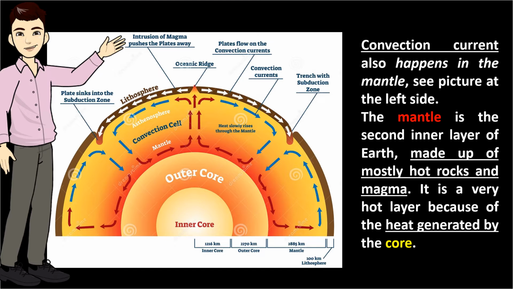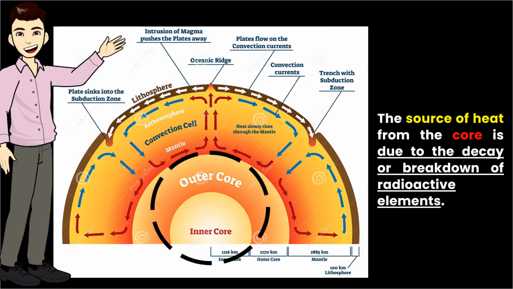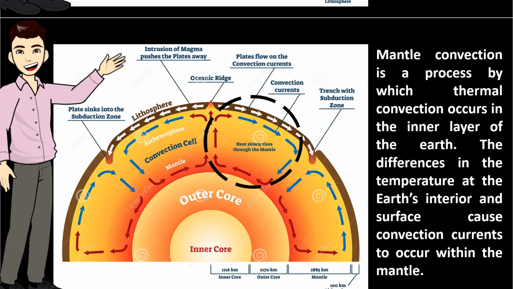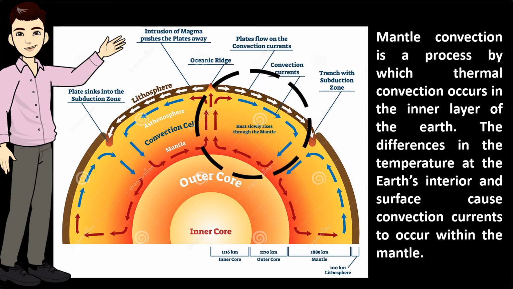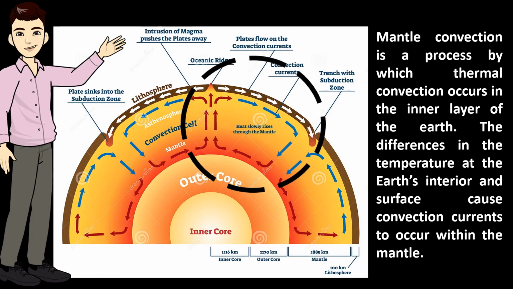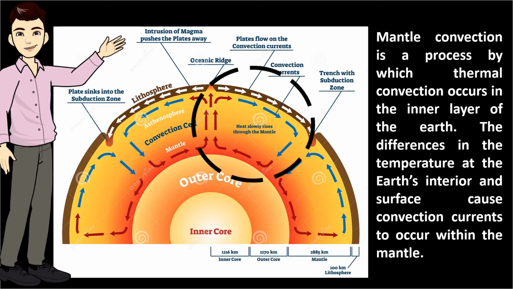Convection current also happens in the mantle, see Figure 1. The mantle is the second inner layer of Earth, made up of mostly hot rocks and magma. It is a very hot layer because of the heat generated by the core. The source of heat from the core is due to the decay or breakdown of radioactive elements. Mantle convection is a process by which thermal convection occurs in the inner layer of the Earth. The differences in the temperature at the Earth's interior and surface cause convection currents to occur within the mantle.